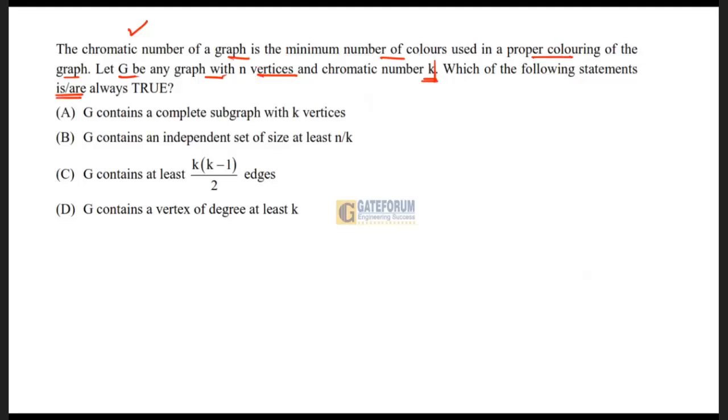Correct? 4 statements are given, is/are. So the nature of the question may be MSQ for 2 marks. So let's scan one by one. Option A is G contains a complete subgraph with k vertices. So it is false. Why is it false? The reason is the chromatic number k does not necessarily mean that the graph contains a clique of k vertices. It is not necessary. That is false.